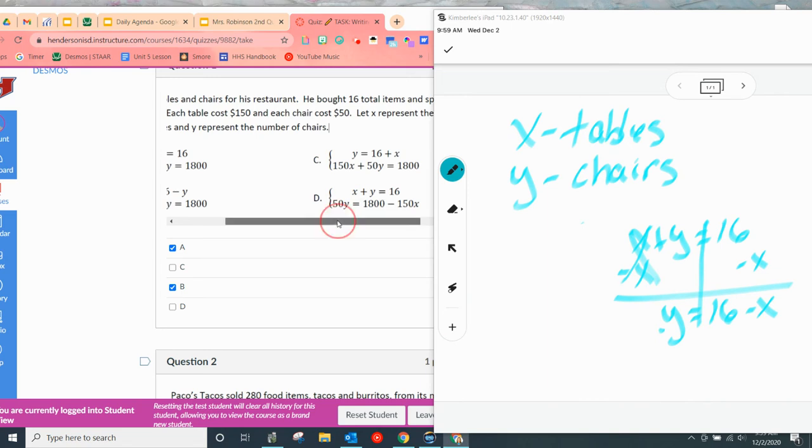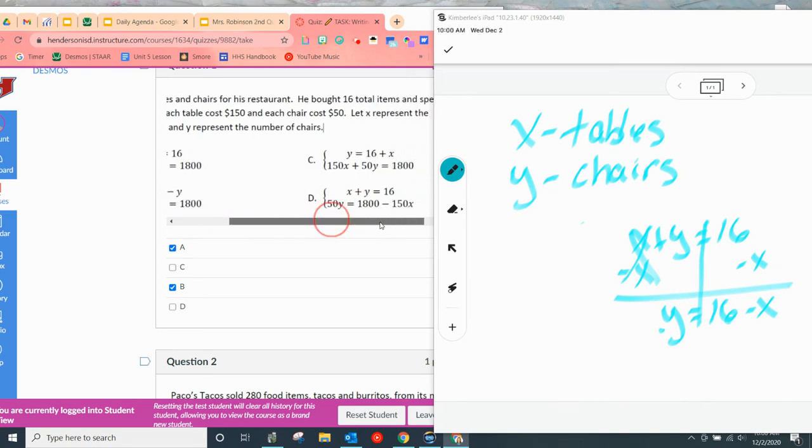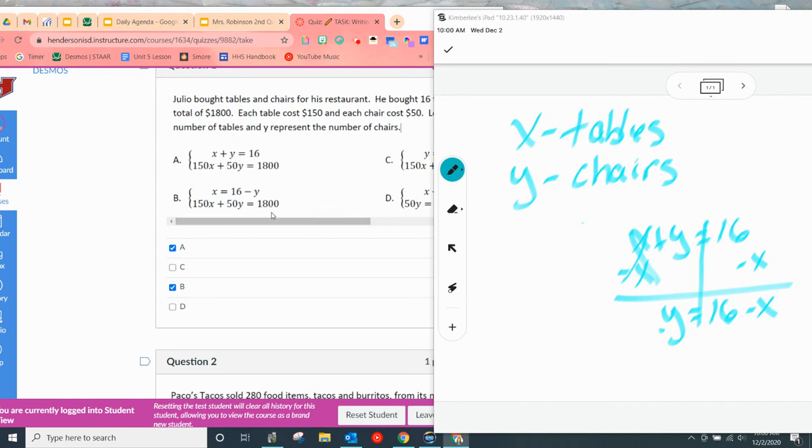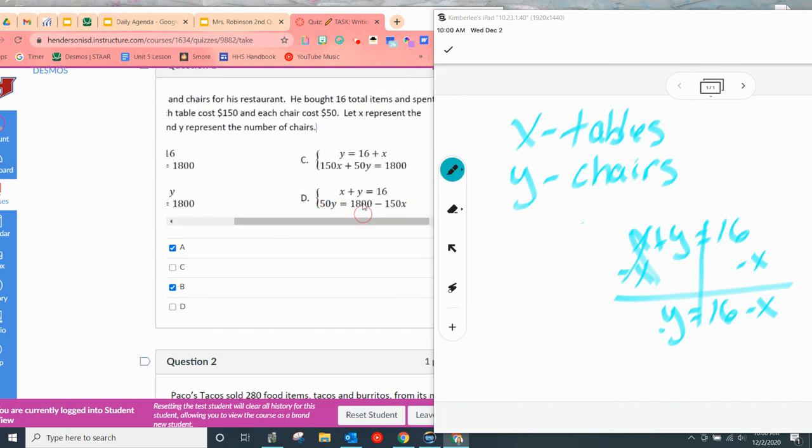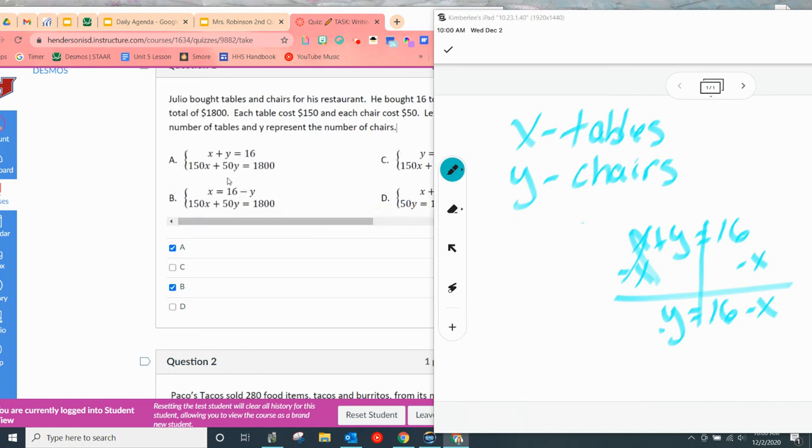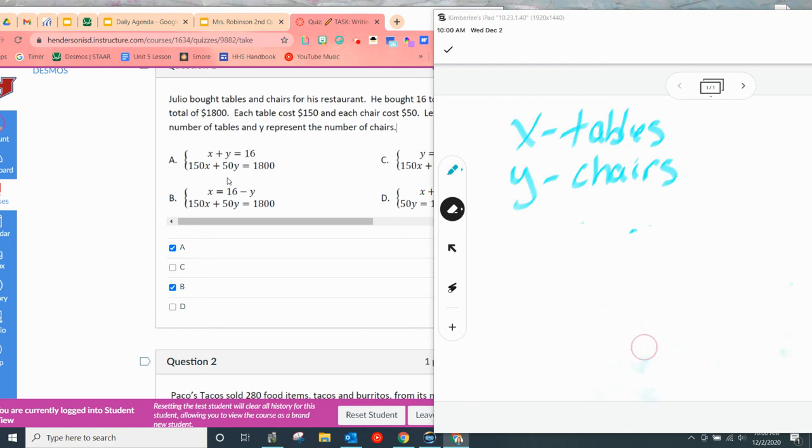So now we need to see if D is equivalent. I'm noticing that the only difference between A, our original that we said was true, and D is the second equation, because this was still x plus y equals 16. So now I need to figure out if they've moved around the second equation. I'm going to write down the second equation this time and rearrange it, and see if when I solve it for a variable, that's equivalent to what they have on D. So our second equation was 150x plus 50y equals 1800.